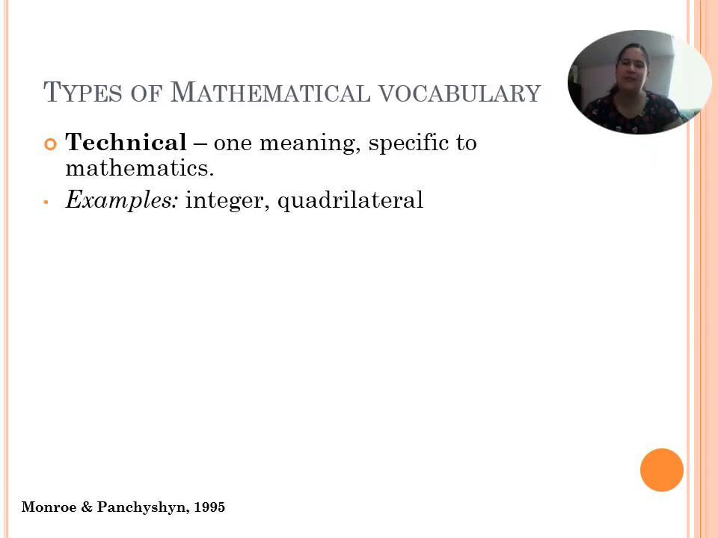So there are lots of different ways of defining and categorizing vocabulary. You may well be familiar with the tier 1, 2 and 3 structures, but I particularly like this way of describing mathematical vocabulary, which has come from Monroe and Puncherson, and they define the different categories of mathematical vocabulary in a way that I really like, and I think that it really helps us understand the challenges of mathematical vocabulary. So I'll just go through these here, and we're going to spend a bit of time looking particularly at one of these different types. So the first type is technical, which is one meaning specific to mathematics. So for example, integer can only mean a whole number. There isn't another possible meaning. It has one meaning, and that is very mathematically specific.